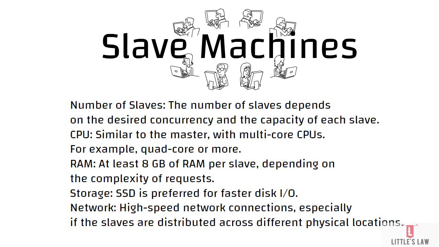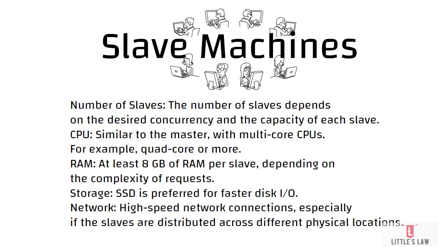And then when it comes to the network, again the same case, like the CPU, the RAM, the SSDs, and finally the network. So when it comes to the networks, you must have a high speed connection. So the slave machines must have high speed network connections, especially in distributed testing scenarios, because high speed networks minimize latency and ensure efficient communication between the master and slaves.